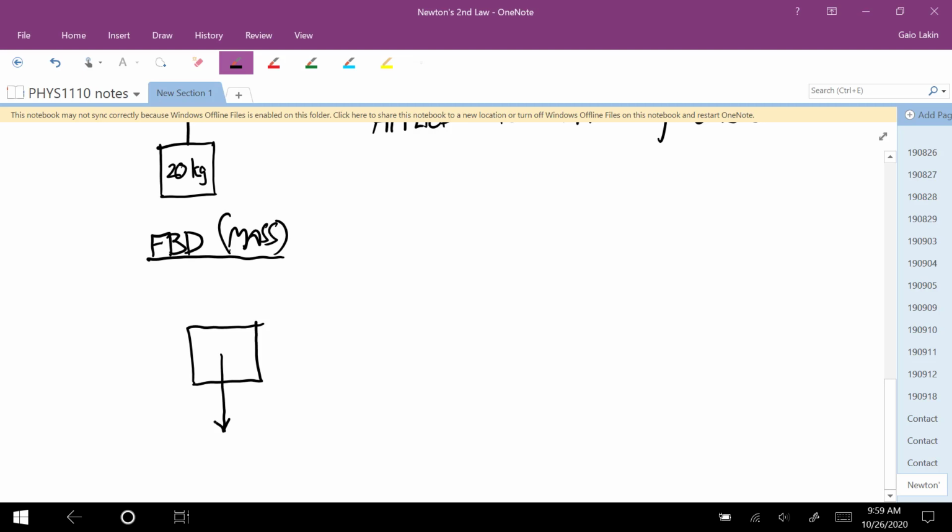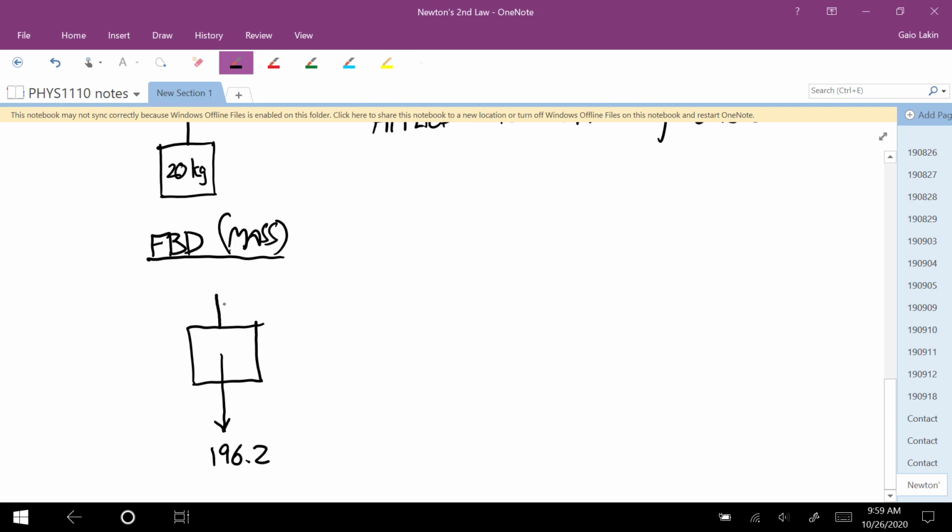The magnitude of that weight force is 20 times 9.81. So 196.2 newtons down. And now we look for the contact forces. So if you go around the boundary, the only place where the surroundings make contact with the boundary is at the cable.